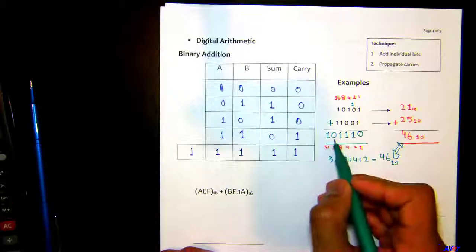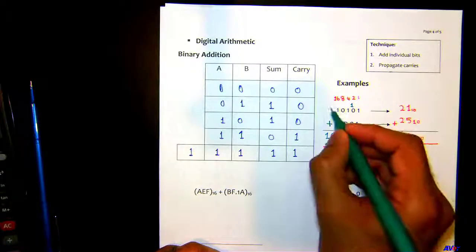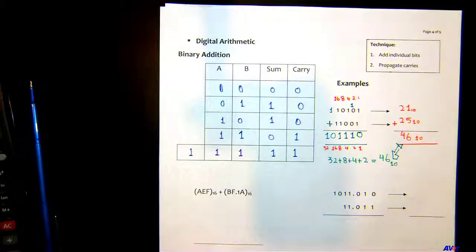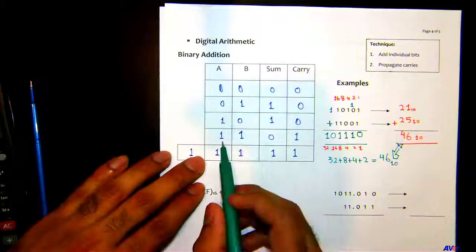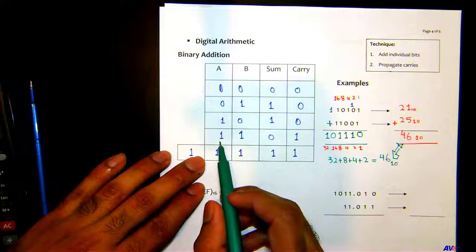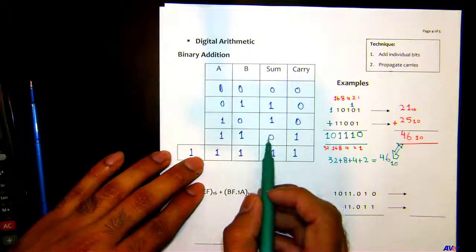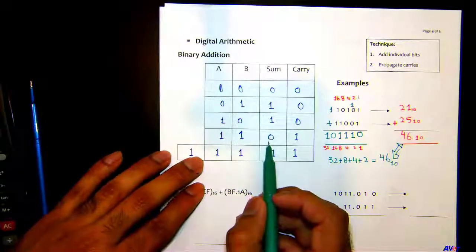It's not 1, it's actually 0. This is the carry right here in the table, okay? Why is this 0? Is that what you're asking?